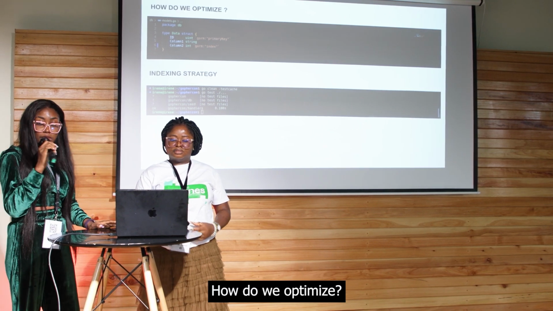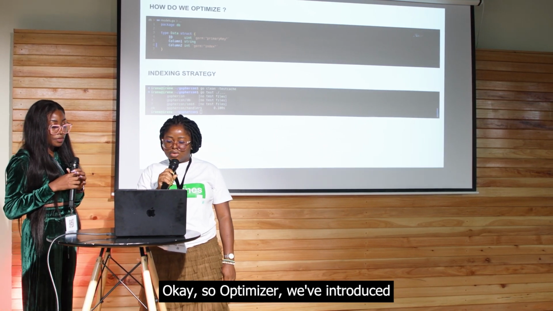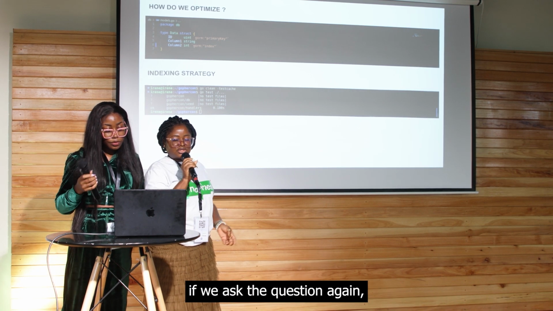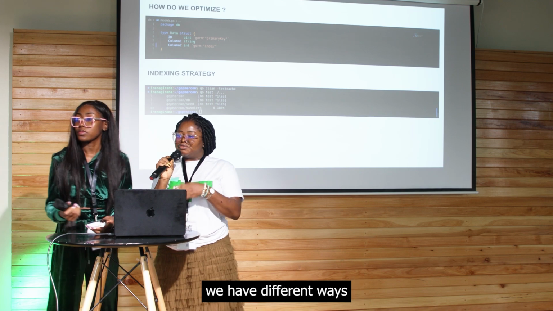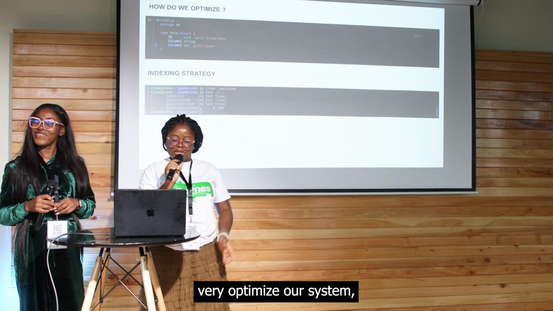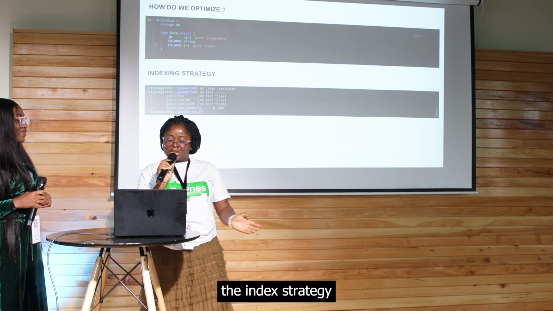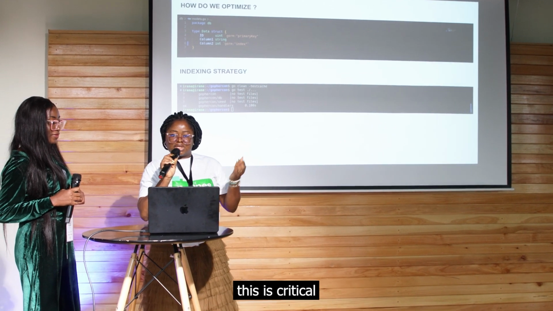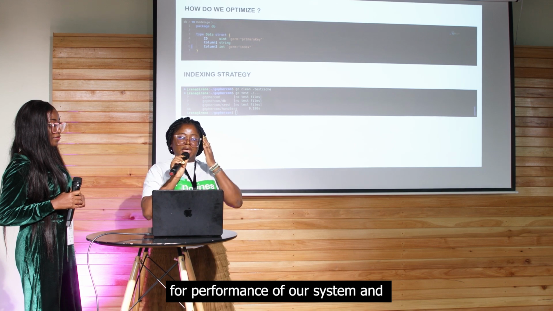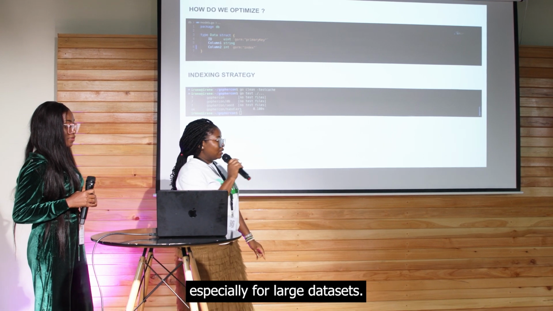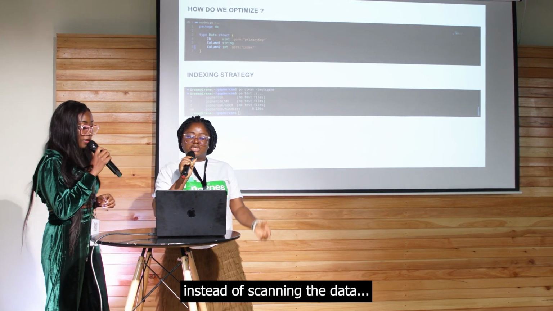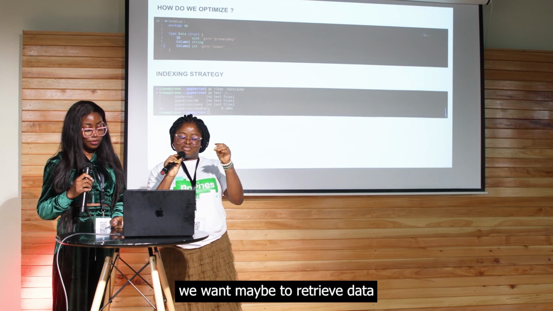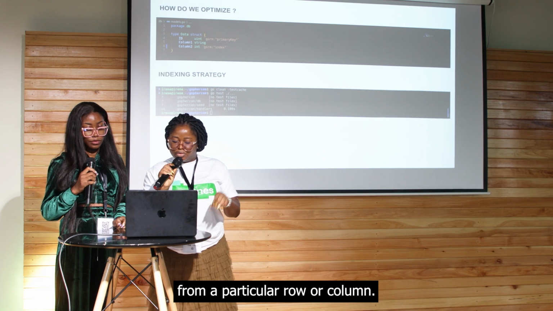How do we optimize? To optimize here, we know we have different ways where we optimize our system. But for here, we're using the index strategy. This is critical for the performance of our system, especially for large data sets. Instead of the continuous scan, we want to be able to retrieve data from a particular row or column.